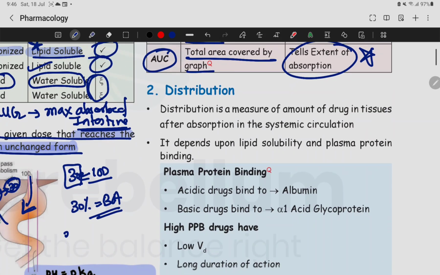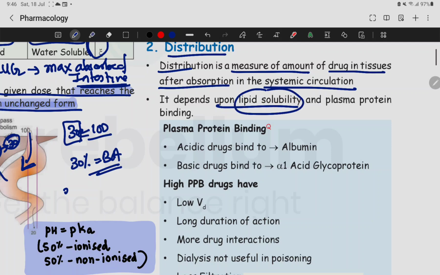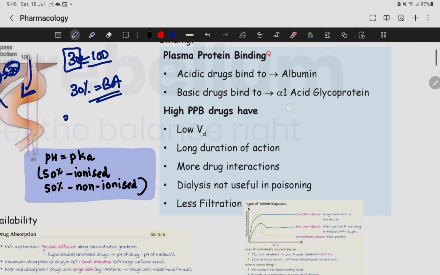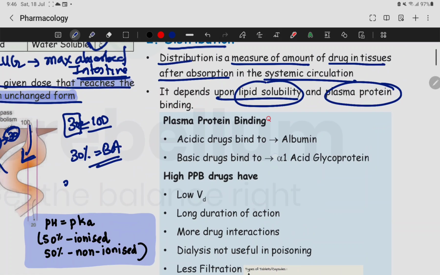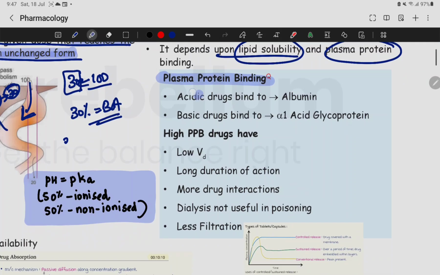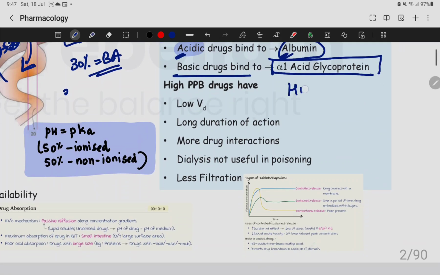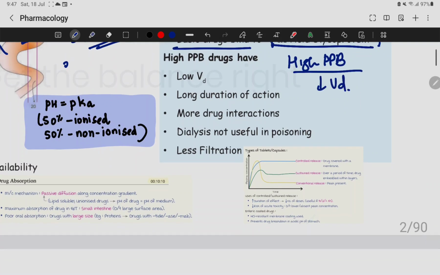This is important. Then distribution. Distribution is a measure of the amount of drug in the tissues after absorption into the systemic circulation. It depends on two things: lipid solubility and plasma protein binding. The more the lipid solubility, the more the distribution. They are talking about plasma protein binding. For an acidic drug, it is albumin. For a basic drug, it is alpha-1 acid glycoprotein. The higher the plasma protein binding of the drug, the lower the volume of distribution.